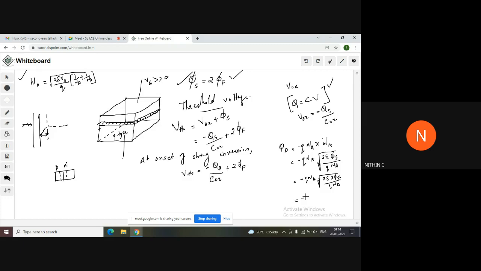Anyone got it? Nothing. This QNA you need to cancel with this, so you need to take this QNA term into this square root. In order to take this inside you need to take the square. The whole QNA square has to be taken inside. Then you can cancel one QNA term. The remaining term you can write.